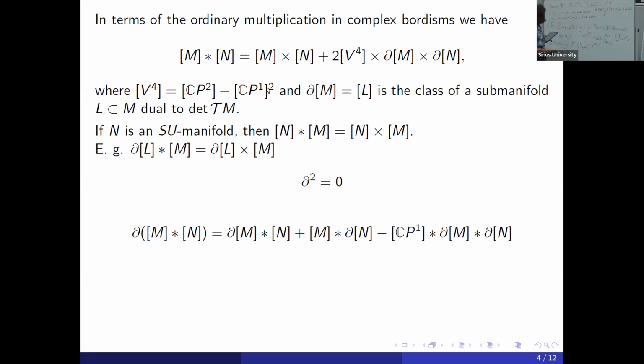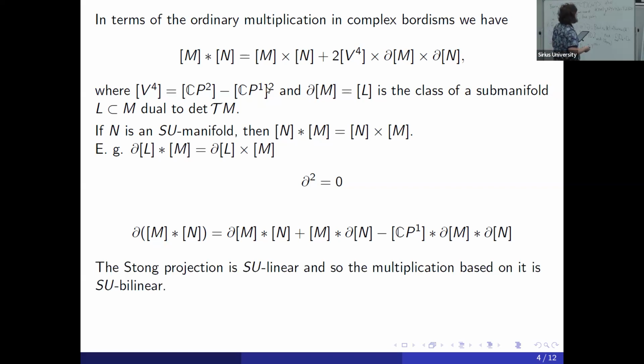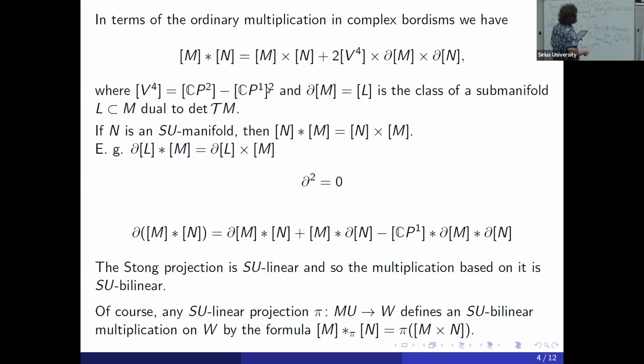Okay, but the Stong projection is SU linear, and this multiplication based on it is SU bilinear, and of course any SU linear projection defines such an SU bilinear multiplication, and we have many projections, and so we have many SU bilinear multiplications. For example, if we consider the fourth bordism group, it's a free abelian group of rank 1. It's generated by 8 CP2 minus 9 CP1 squared.